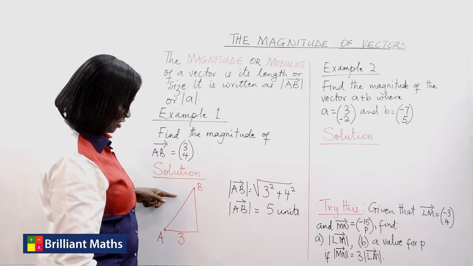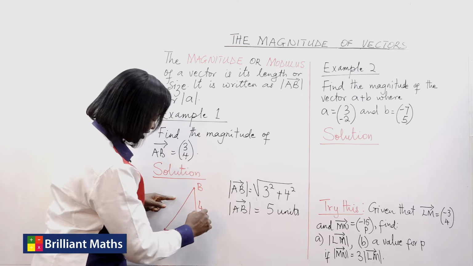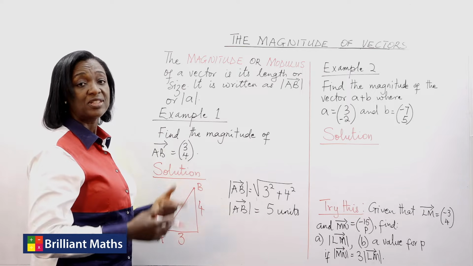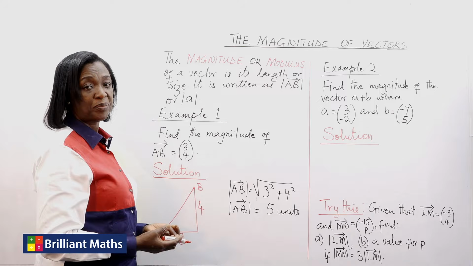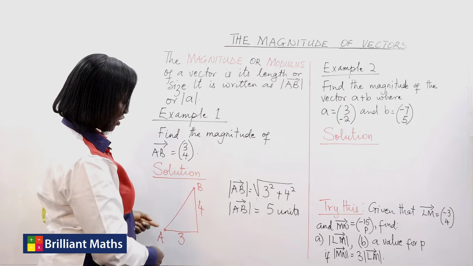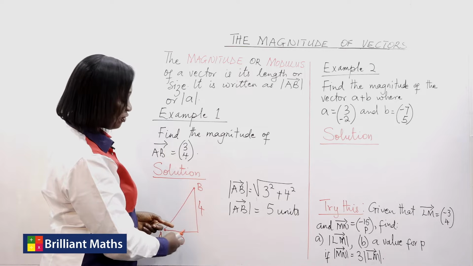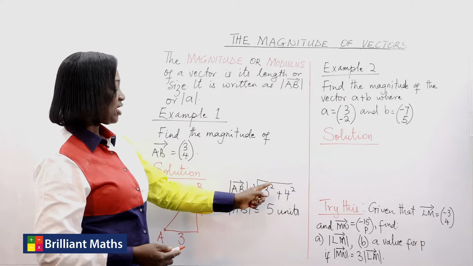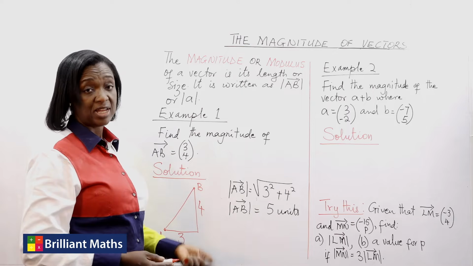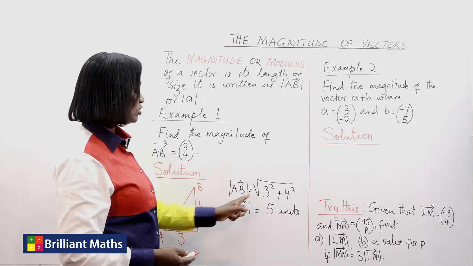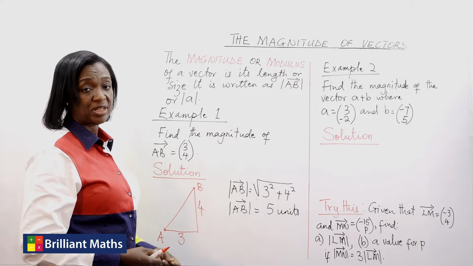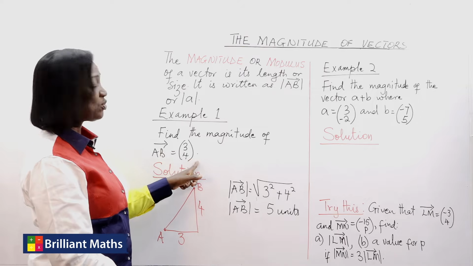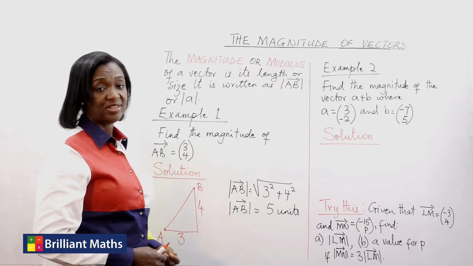To find that line, many of us should be able to recognize this line as a hypotenuse when you are working with Pythagoras' theorem. So it's the same formula. To find that length, the modulus of AB is the square root of the square of 3 plus the square of 4. So the square of 3 is 9, and the square of 4 is 16. 9 plus 16 is 25. So the square root of 25 is 5 units. So the magnitude of vector AB in this question is 5 units.